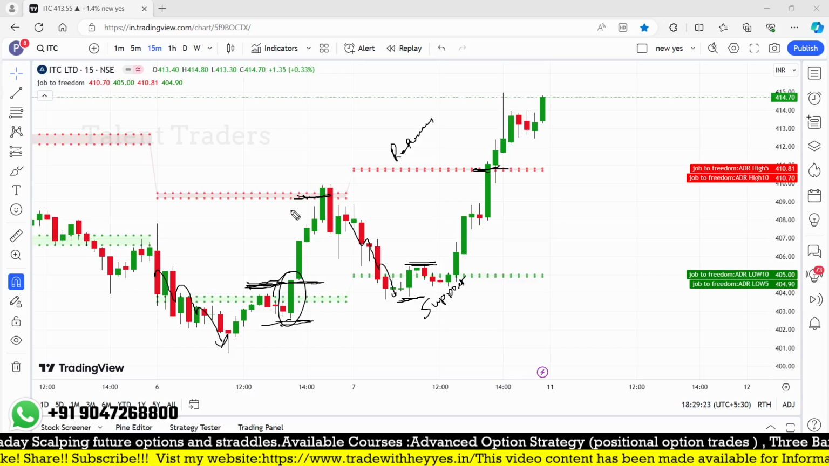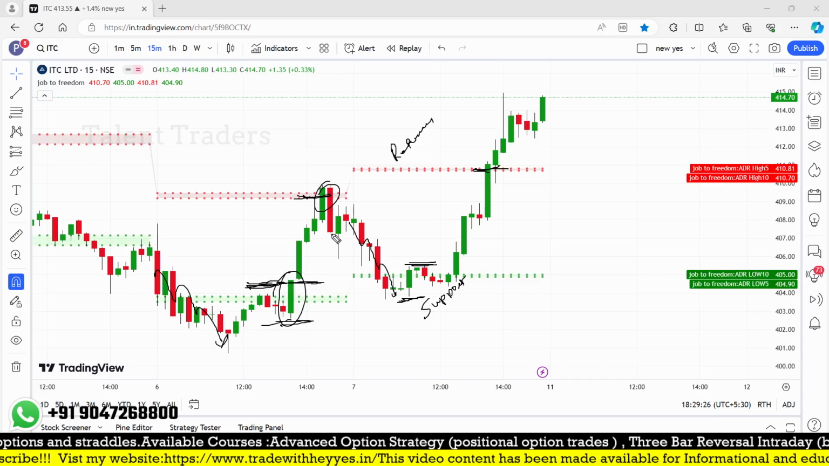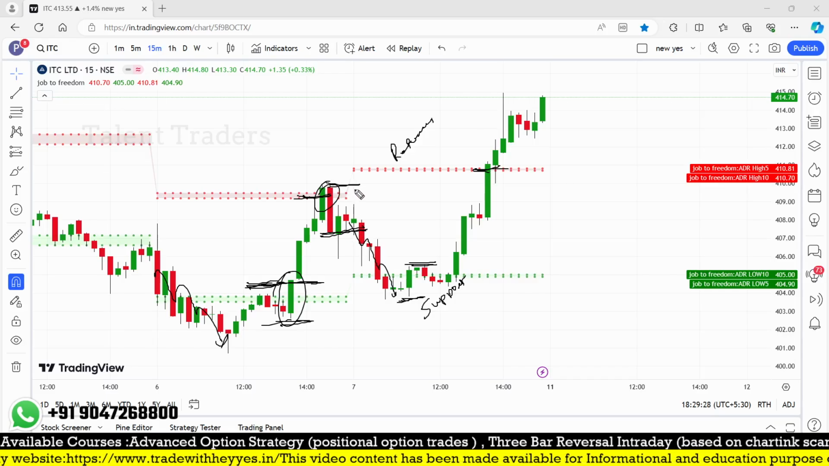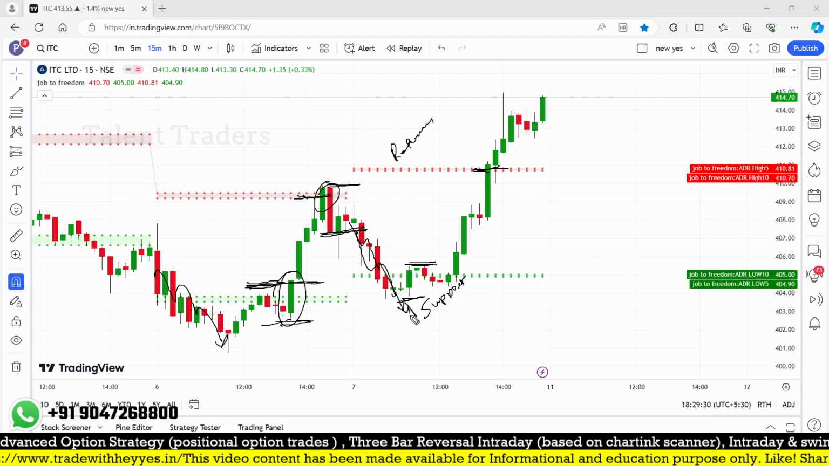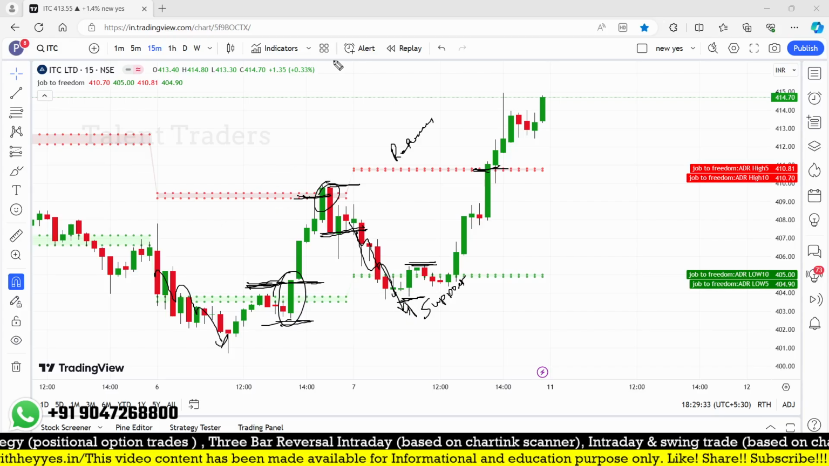Sometimes a reversal also happens on the top side. Maybe you can look at this. Here is the reversal. After closing, it immediately broke. So this is our entry, and here is my stop loss, and then it came down to the ADR level. But it is not happening in intraday.